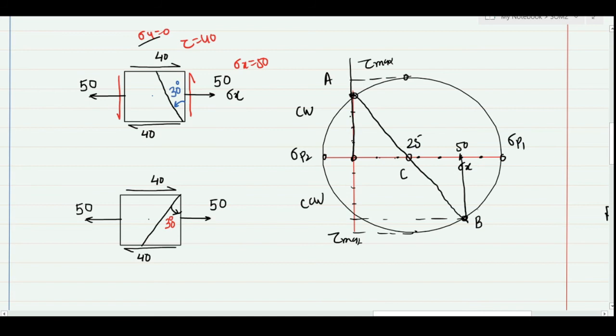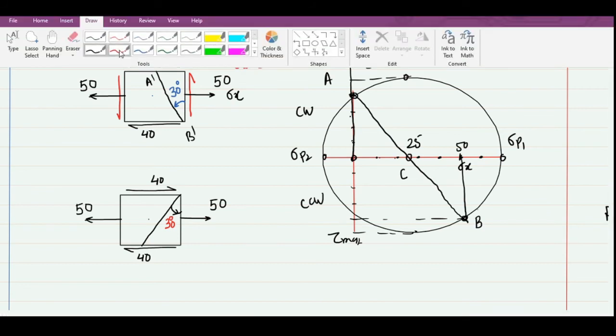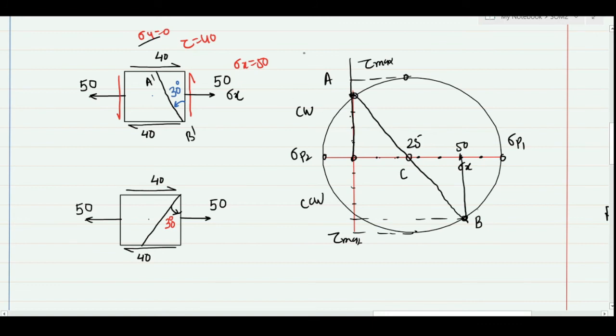What about a plane which is at 30 degrees? Let this be my A dash B dash plane. Again I have to consider AB as the reference line. I have to rotate it by an angle of 60 degrees in the counterclockwise direction. Here I do not have an exact value, so somewhere you will find this plane. This will be, let's say, 60 degrees, and this would be the position of your A dash B dash plane. Once you find this A dash B dash, you can find the magnitude of normal stress as well as the shear stress on this oblique plane.